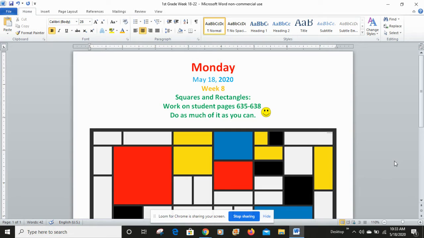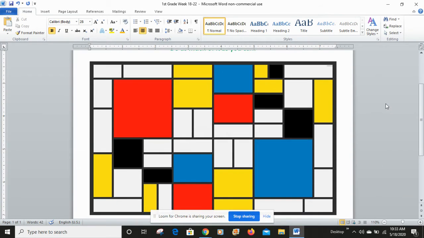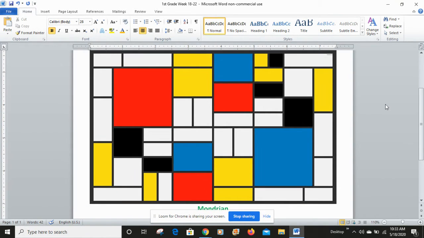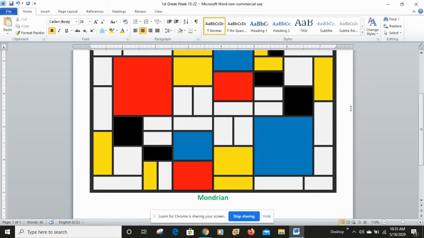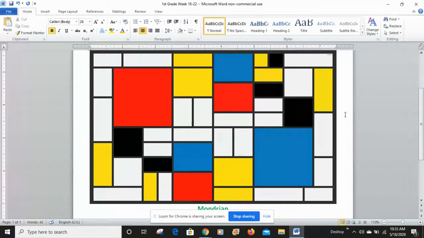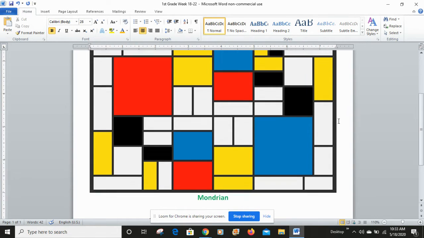Today we're going to start off with the basic part, talking about squares and rectangles, and work on student pages 635 through 638. Do as much of it as you can. When you look at this picture, you can see it as a bunch of shapes, or as colors. There was a famous painter called Mondrian who used shapes and colors to do his art and became really, really famous and successful at using geometry in his artwork.